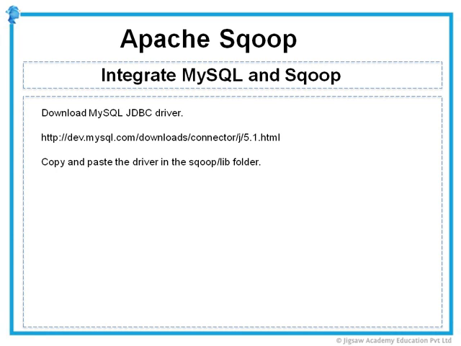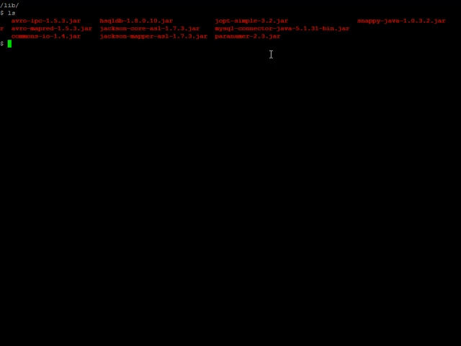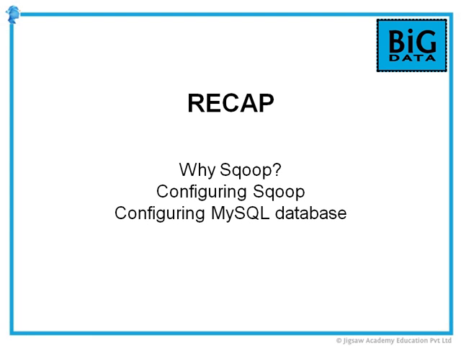So let's quickly confirm that. So this is the MySQL JDBC driver, right? So now you are ready to connect to the MySQL relational database and import the data. So with that, we come to the end of this. In this video, we basically looked at where Sqoop can be used in a Hadoop deployment and also how to configure Sqoop and a MySQL database.